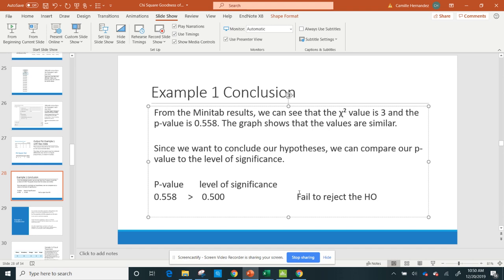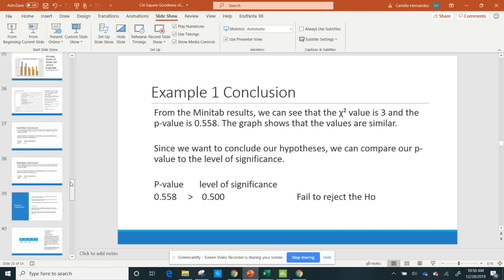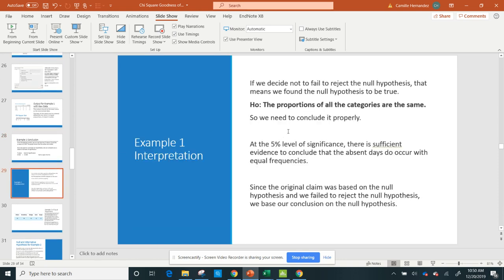So what does that mean? Oops. Because, sorry, it keeps jumping on me. Because I failed to reject my null, let's do this. Because we decided to fail to reject the null, that means we found the null hypothesis to be true. So the proportion of all the categories are the same. So how can I conclude that? So I can say at the 5% level of significance, that there is sufficient evidence to conclude that the absent days did occur with equal frequencies.